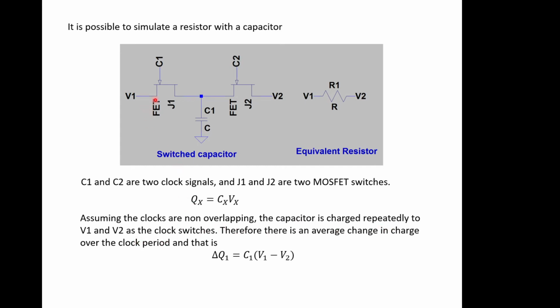So it's charging with this clock on, this switch on, this switch off. It'll charge up here, and likewise with this one on, this one off, it'll charge to whatever this voltage is. So voltage may come out, or current may come out, or it may go in, but it's going to maintain it. So we end up effectively with an average voltage between these two. Therefore, there's an average change in charge over the clock period, which is called delta Q1, if you like, equals C1 times the difference in the voltage. So that's the change that's going on.